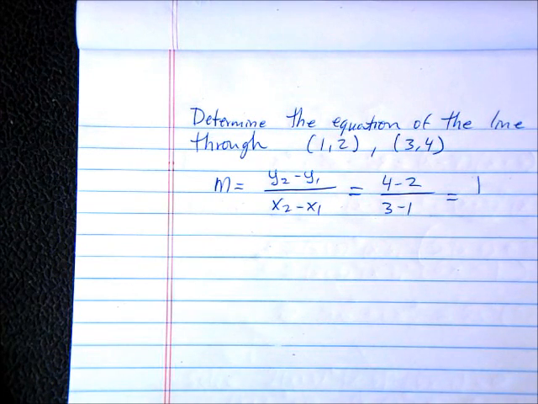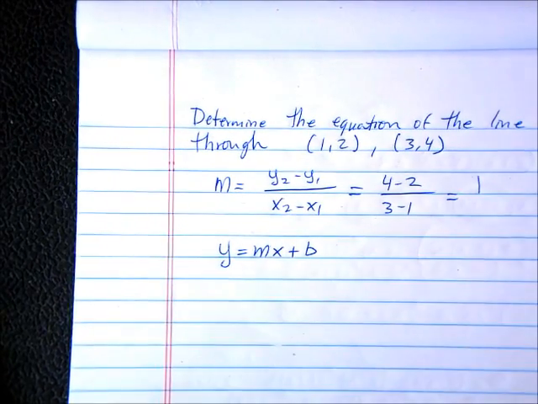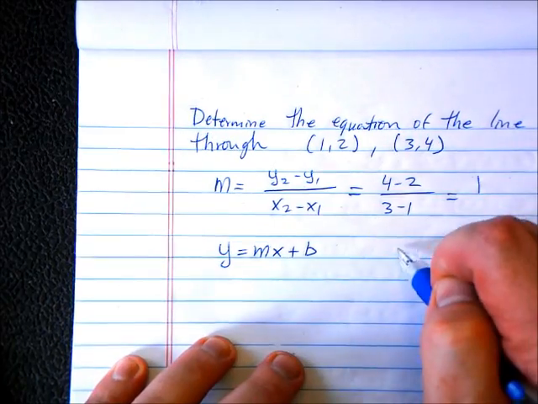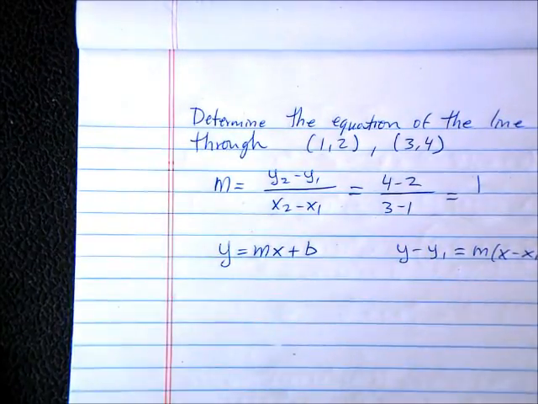Now, how do we find the equation of the line? We have 2 choices. We can use y equals mx plus b. That's one option, and we'll do it that way. And then there's a second option. Anybody know the other option? Put it into your calculator? Yes, there is a way to do it using your calculator. That's true too. y minus y1 equals m times x minus x1. Those are your 2 choices.